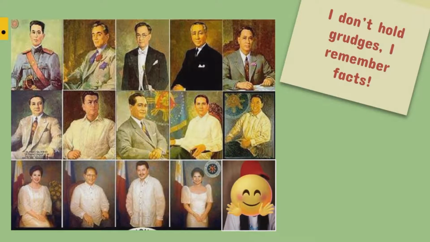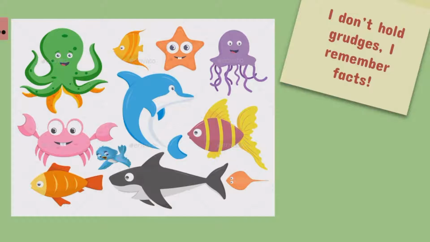The answer is this one, because all the members of this group are the Philippine presidents, and this lady here is just a student. Next, which of the following does not belong to the group? In 3, 2, 1. So, the answer is this one, because this is the only animal that lives on land, and the rest are in the water.